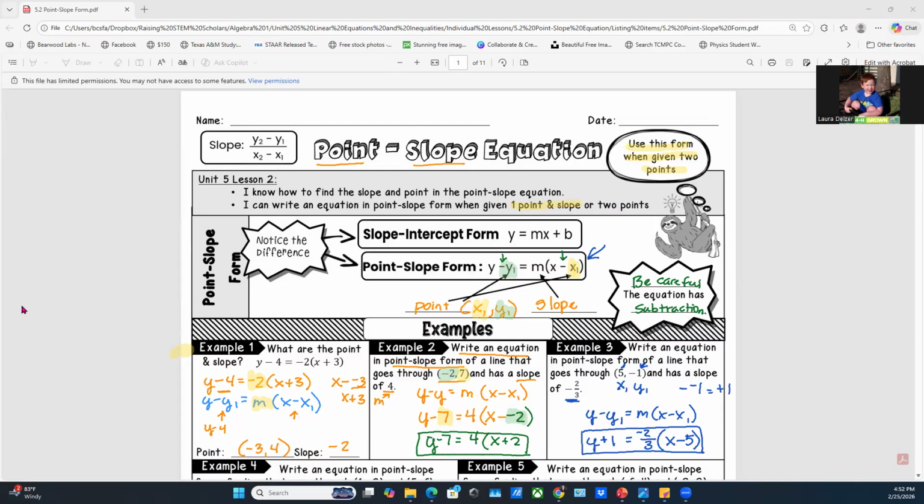Now I'm recording this ahead of time, so you will definitely want to pause this if I have gone too fast. I'm going to erase this and go on to the next part.